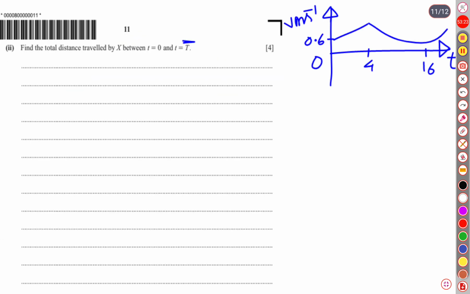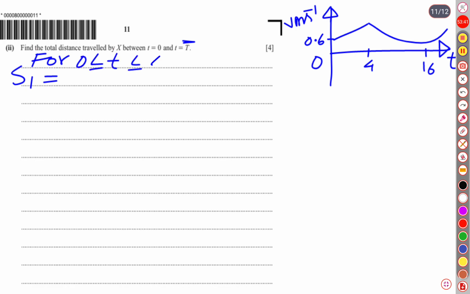For the first 4 seconds, our displacement expression was already given by the question, which is 0.3. Let us write for 0 until 4 seconds.